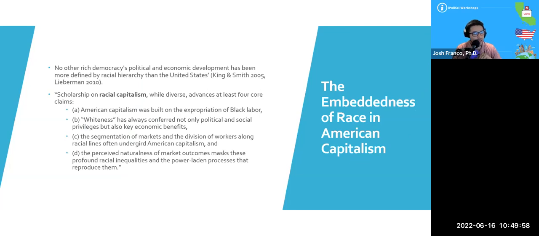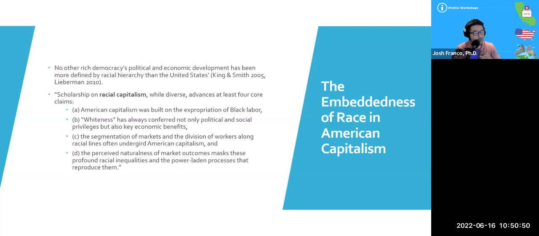Next is the embeddedness of race in American capitalism. No other rich democracy's political and economic development has been more defined by racial hierarchy than the US. And this scholarship brings the concept of what they call racial capitalism to the forefront. There are four core claims or pillars of this concept. First is that American capitalism was built on the expropriation of Black labor. What they mean by that is that because individuals who were Black were enslaved and were constitutionally allowed to be enslaved, it created a system where some people could build wealth and capital, and others couldn't because they were treated as property and not as people.